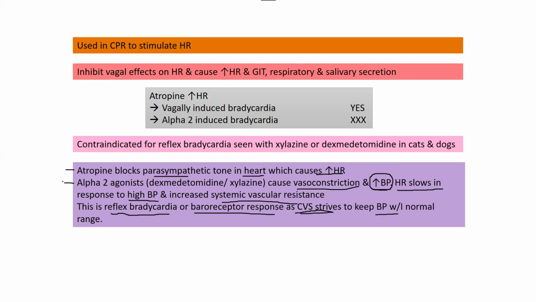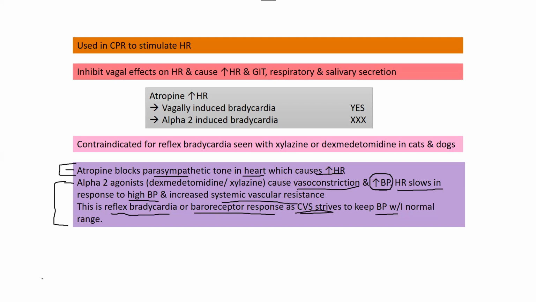So you can see the way alpha 2 agonists are causing bradycardia, and the way atropine is causing an increase in heart rate, the pathways are different. So you do not use atropine to deal with the bradycardia that is caused by alpha 2 agonists. Rather, it is contraindicated. So you should remember this point.